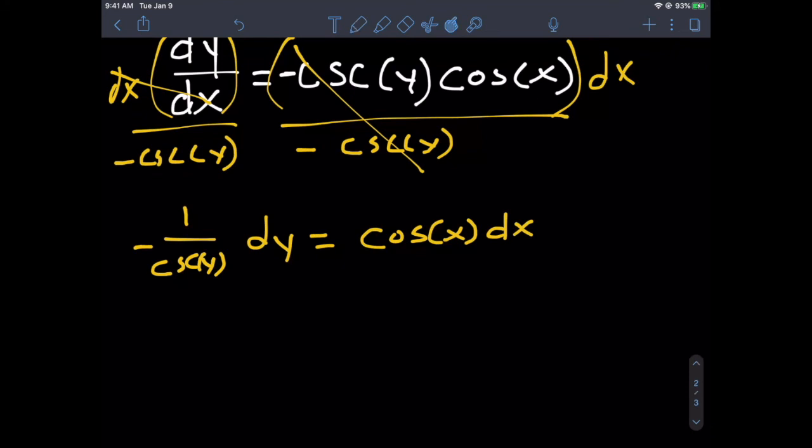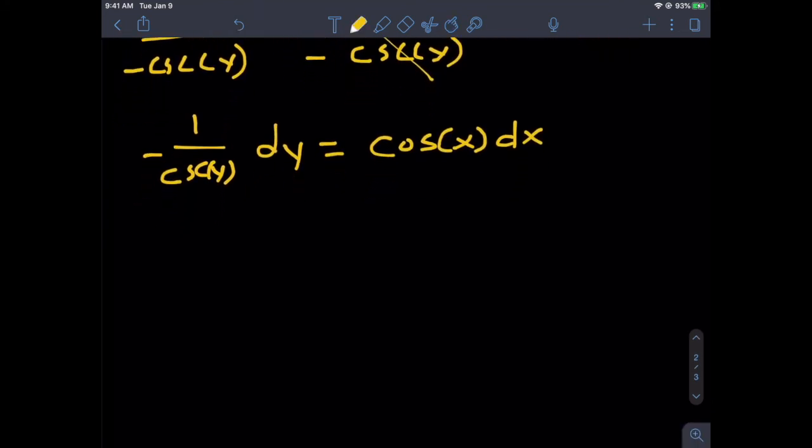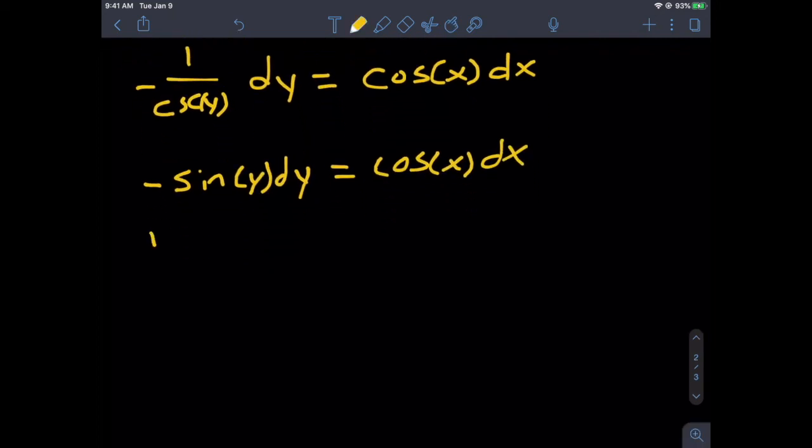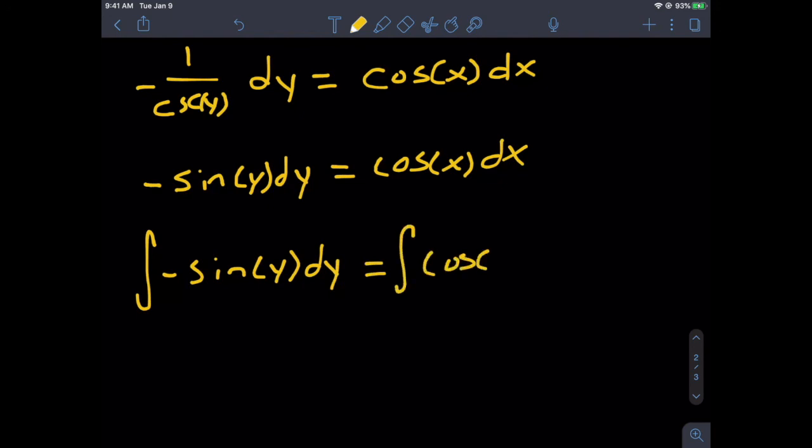Hopefully you're looking at this negative 1 over cosecant of y and scratching your head a little bit. And that's because negative 1 over the cosecant of y is the same as saying negative sine of y, because they're reciprocals of each other. And frankly, that's much easier to work with than what we had before, right? Now we can go ahead and take our integrals, take the antiderivative of both sides, so integral of negative sine y dy equals integral cosine of x dx.